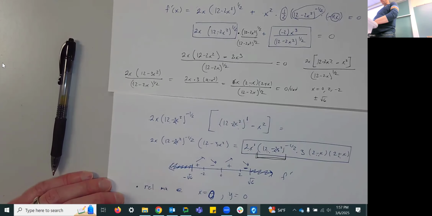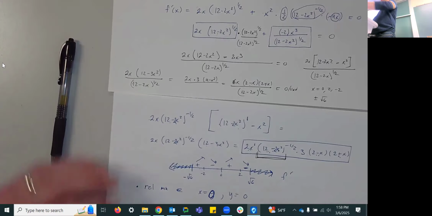Similarly, relative maxima at both x equal to 2 and x equal to negative 2. For x equal to 2, our y is going to be f of 2. Yep, thank you.